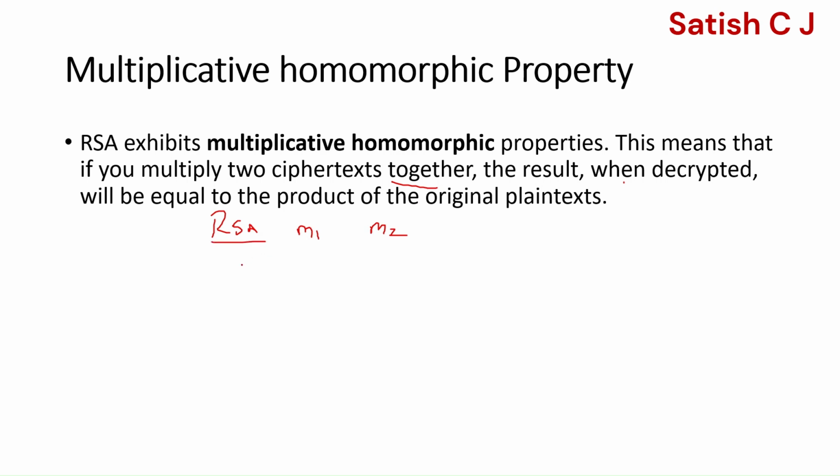So using RSA, we'll encrypt M1 and we'll get ciphertext C1. We will encrypt M2 and we'll get ciphertext C2. So we'll be using the RSA algorithm for this.